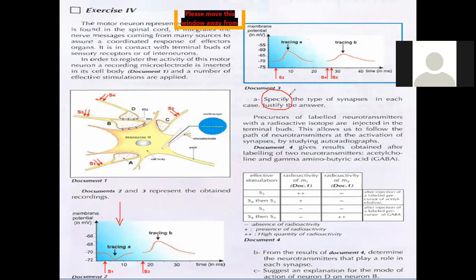The synapse between neuron A and motor neuron M is an inhibitory synapse, since in the tracing in document 2, S1 shows a hyperpolarization.